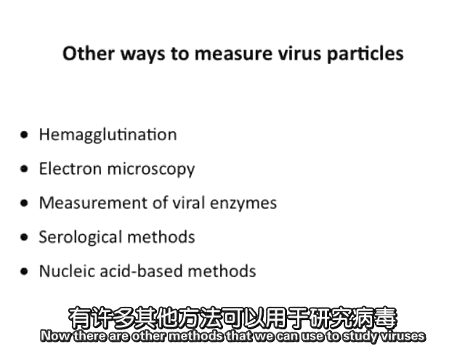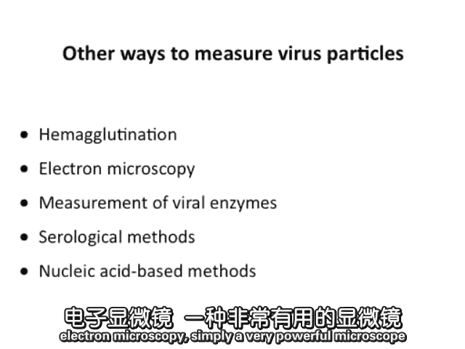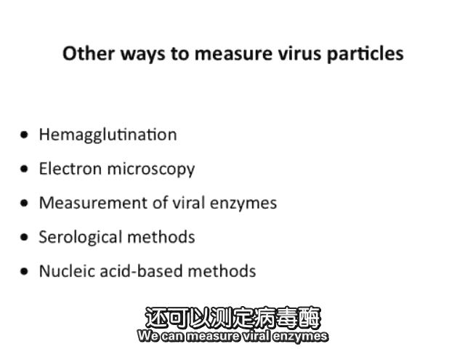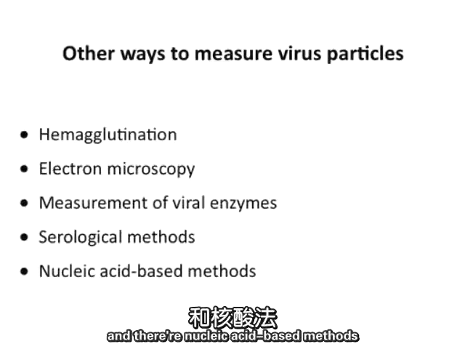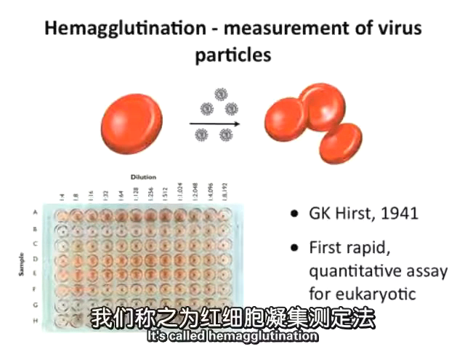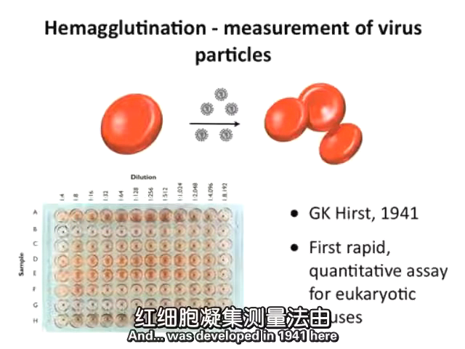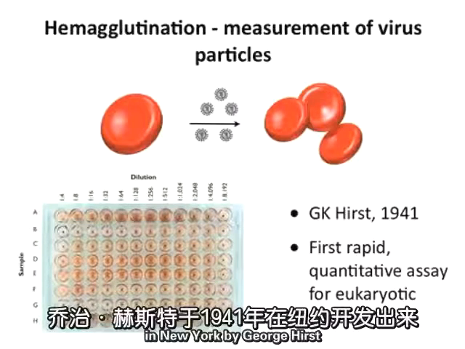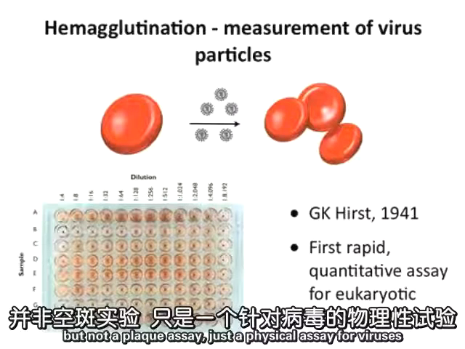Now, there are other methods that we can use to study viruses, other physical methods, including hemagglutination. Electron microscopy is simply a very powerful microscope. We can measure viral enzymes. There are immunologically based methods, and there are nucleic acid-based methods. This is an example of one physical method. It's called hemagglutination. And it uses red blood cells. And it was developed in 1941 here in New York by George Hirst, the first rapid assay for viruses, but not a plaque assay, just a physical assay for viruses.